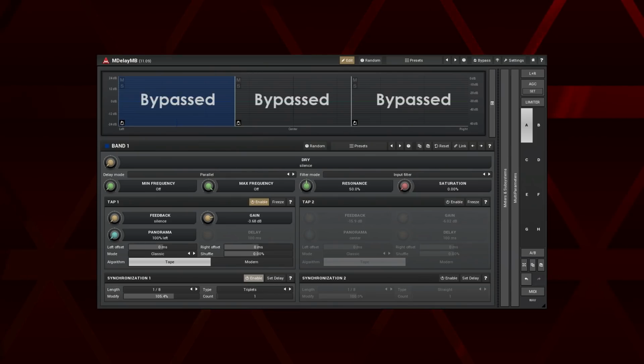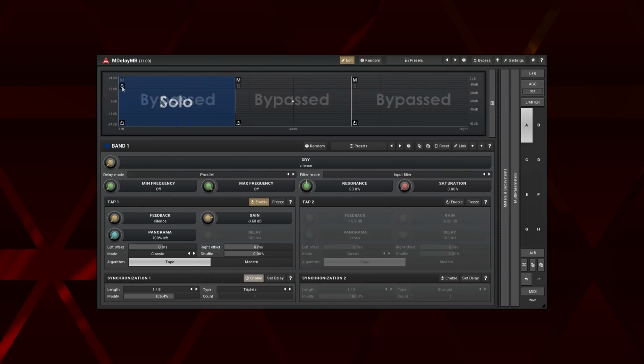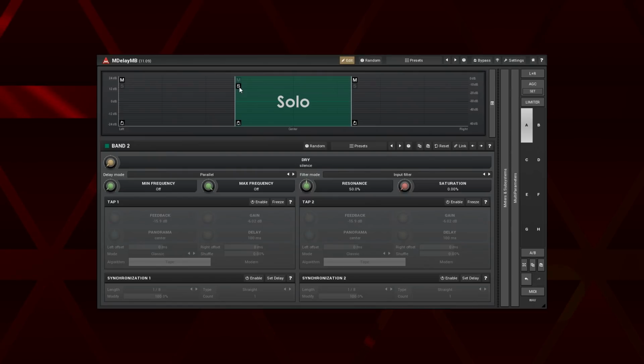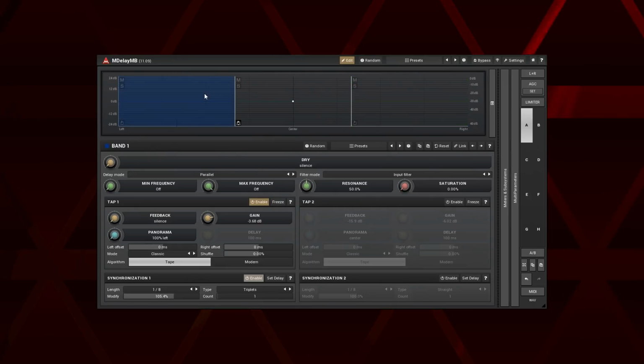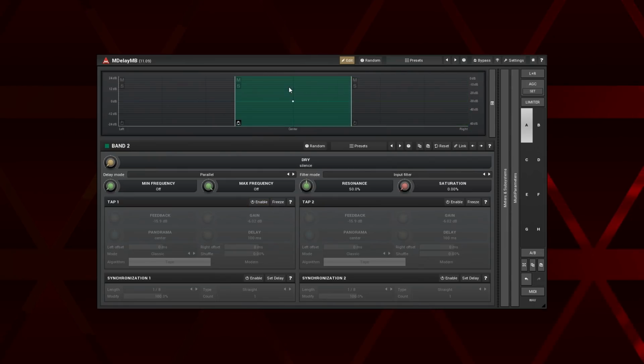Here is the M Delay MB with the three-band panorama crossover. Now listen to this percussion loop. It has some parts in the left channel, in the center, and in the right channel. I set two different delays in the first and third bands. The second band that receives a signal from the center doesn't have any effect.